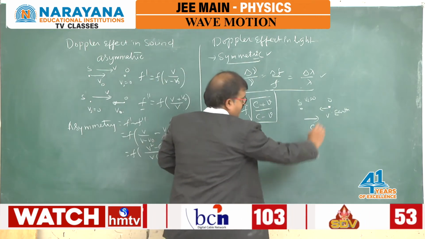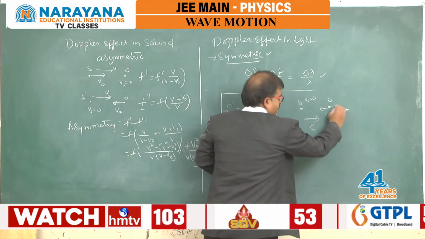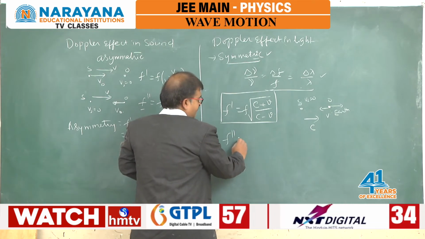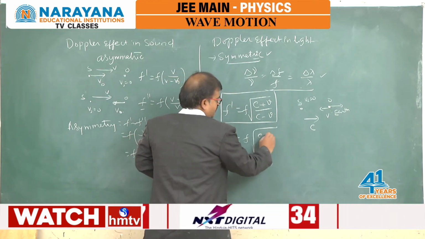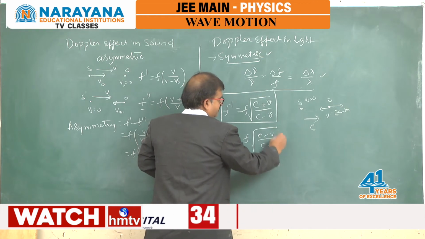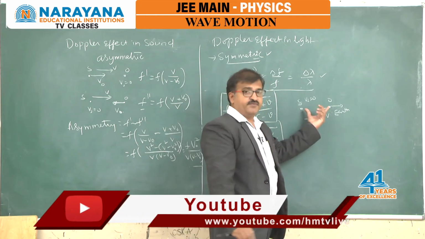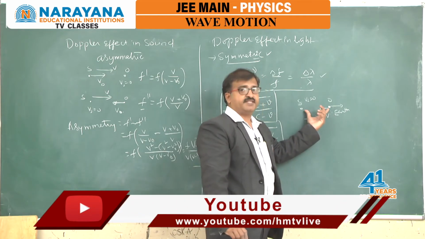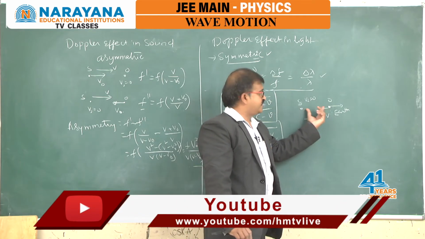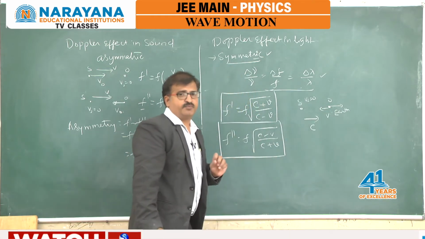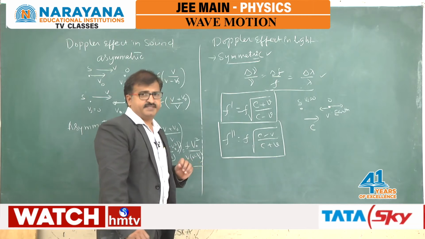Suppose they are receding away, that means the object is moving away and the observer is moving away, then the apparent frequency is taken to be equal to the root over c minus v upon c plus v. So in view of this relative concept, whether they are approaching or receding away, these are the only two cases we will consider. No other possible cases need to be discussed.